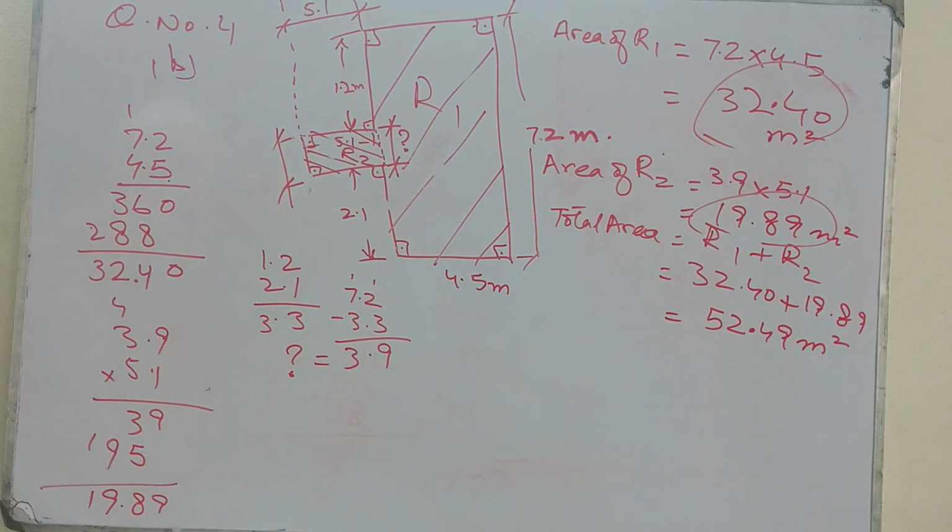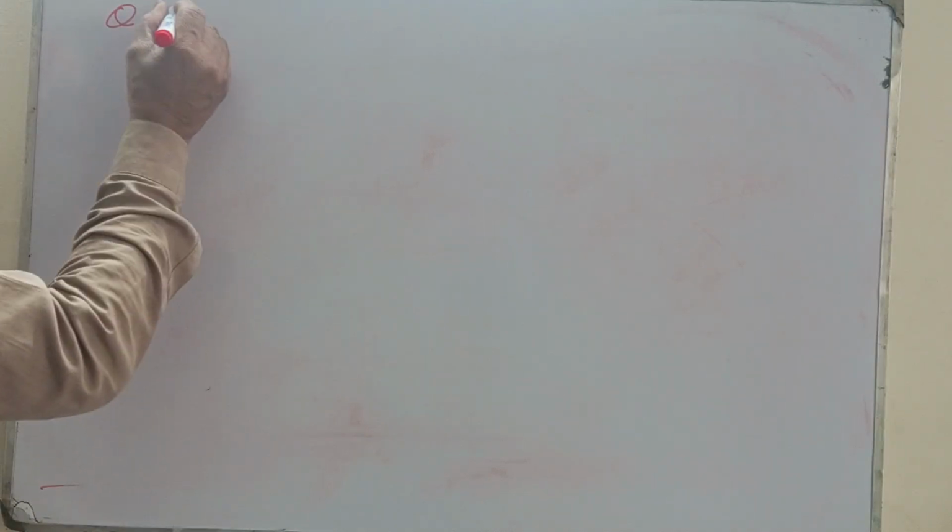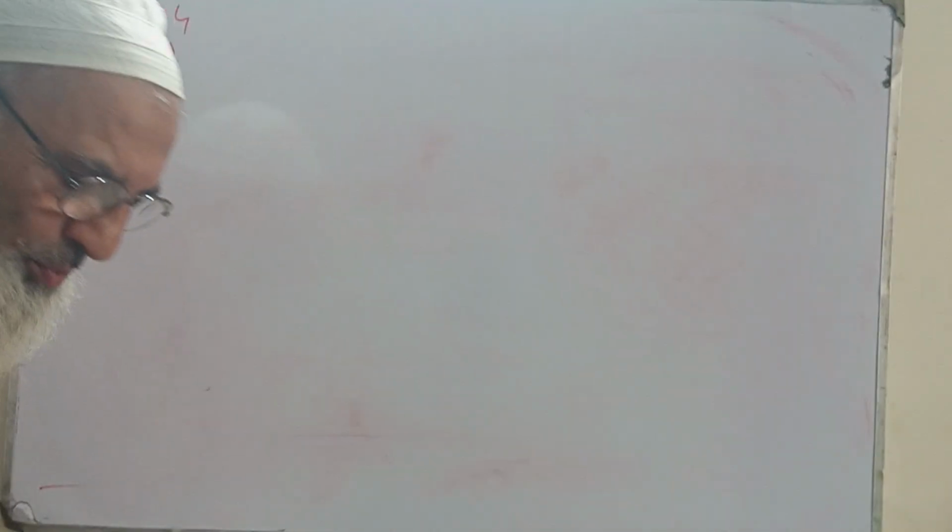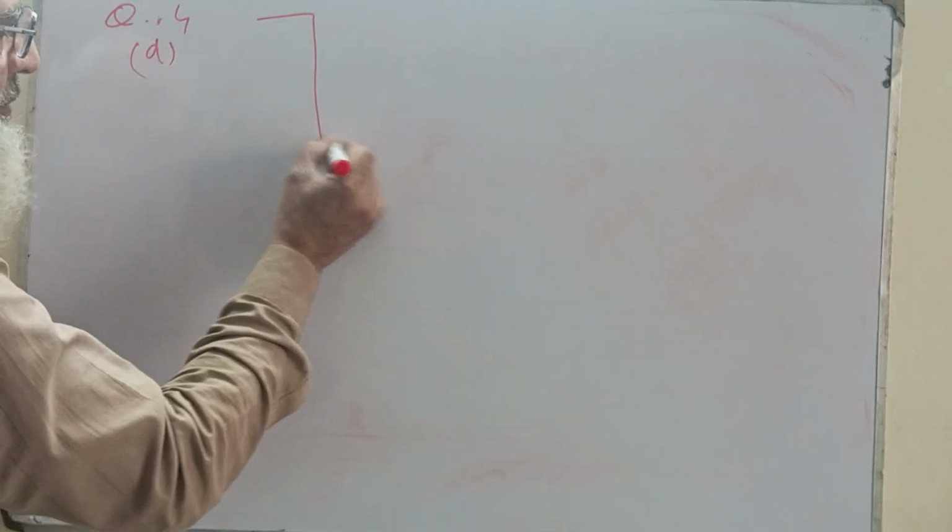It is correct. Okay, now proceeding to our next question. The next question is very easy. It is a rhombus, and you know how to solve the rhombus. Question 4, part D. It is very easy. In this question I am just going to give you a hint over here.